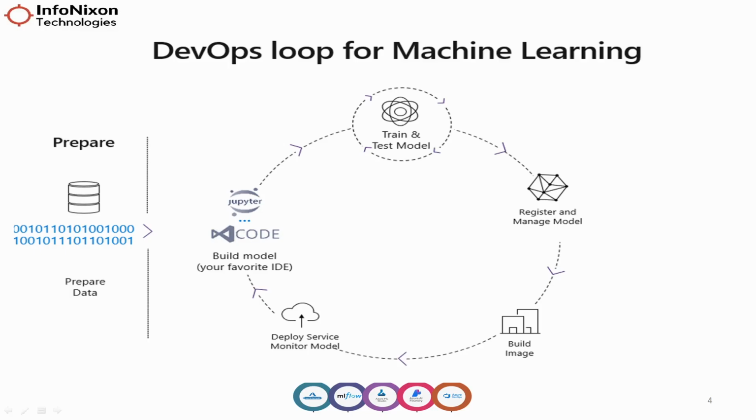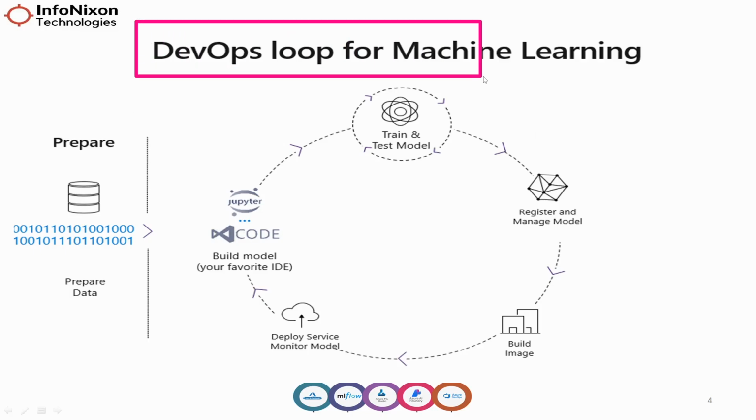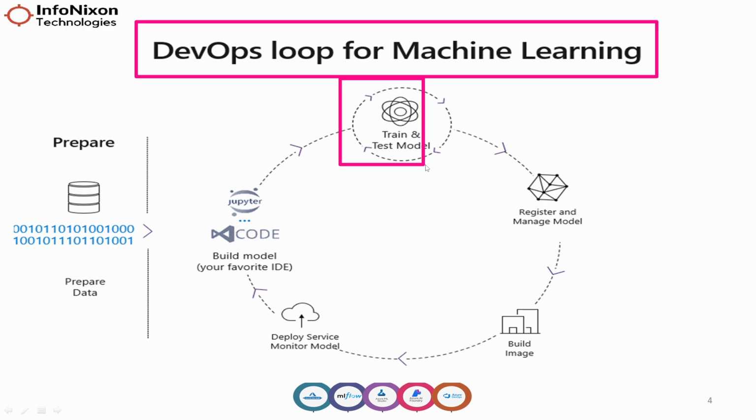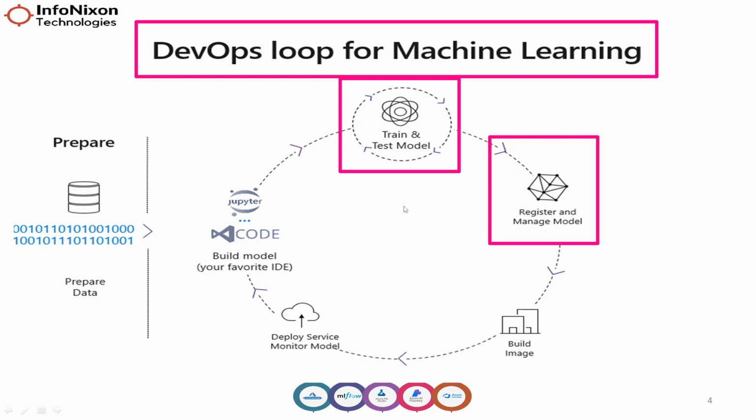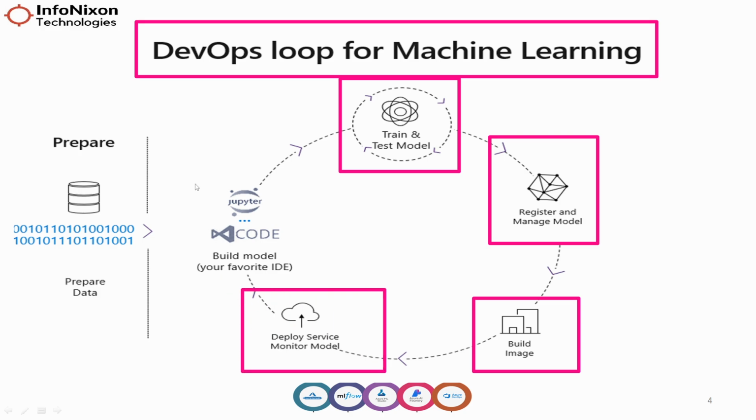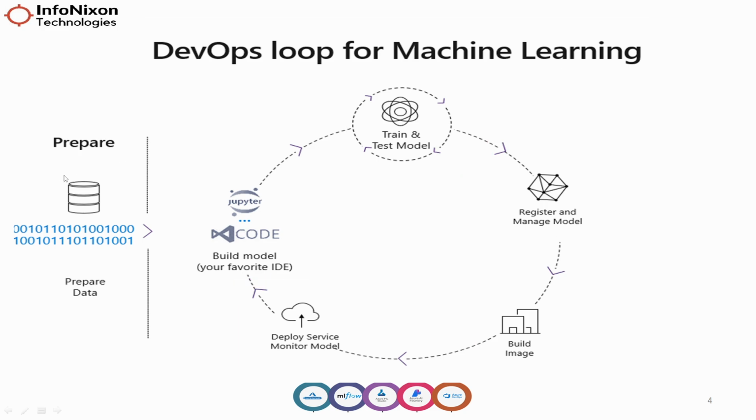In case you want to create a DevOps loop for machine learning, you will have to train your model first at Azure DevOps. We have a number of platforms, but I'm going to illustrate Azure DevOps as of now. Later on, you can register your model, you can build your image, you can deploy service, monitor the model, and you can create your own model using any IDE.